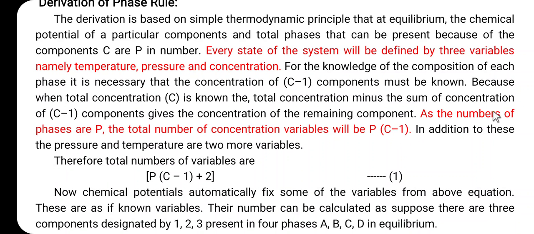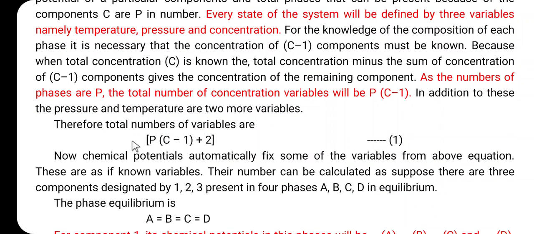This is very important. As the number of phases is P, the total number of concentration variables will be P(C - 1). In addition to these, pressure and temperature are two more variables. Therefore, the total number of variables is P(C - 1) + 2. The plus 2 means these two variables, pressure and temperature. So the total number of variables is P(C - 1) + 2. This is equation number 1.